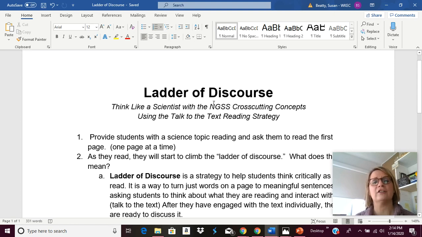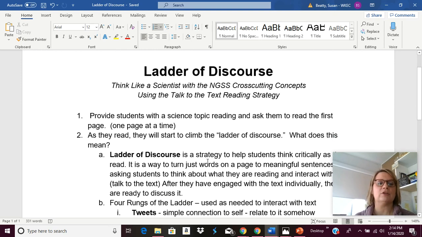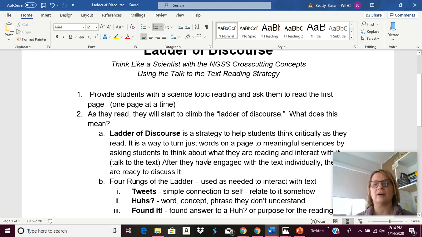It's called the ladder of discourse. There's lots of different spins on that as well, but this one is really to the point, and that's what I liked about it. So pretty much what you do is you provide your students with a science topic reading and ask them to read the first page. You don't want to overwhelm them by asking them to do this with the entire thing, but if you give them just the first page and ask them to do this, you're going to ask them to read, and as they do, they're going to climb that ladder.